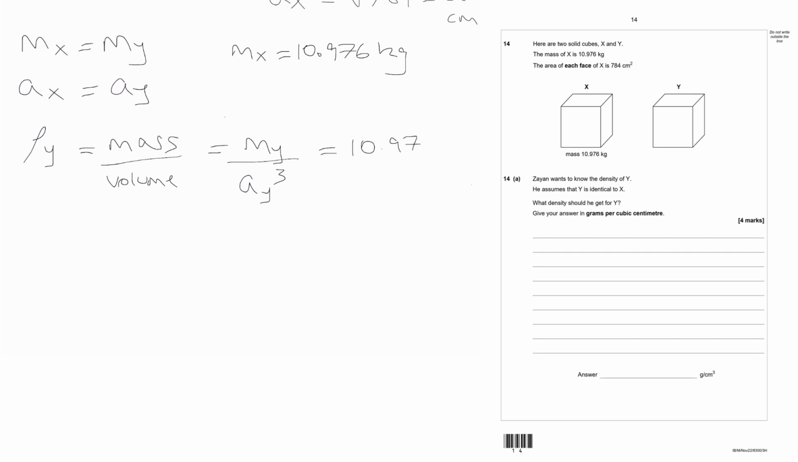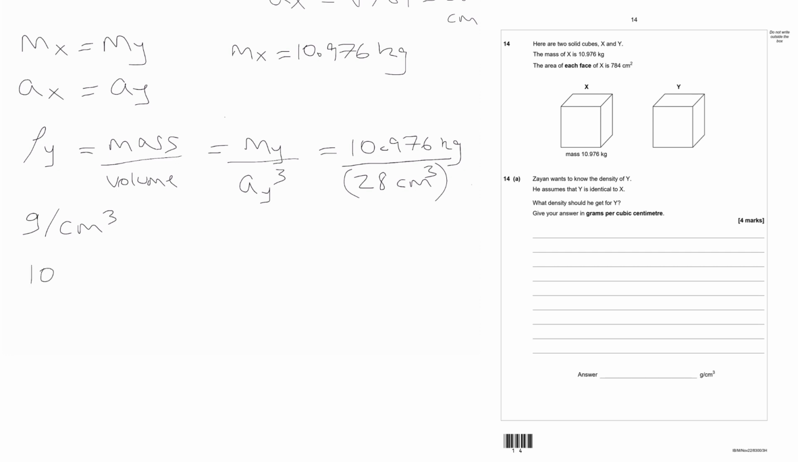So we have 10.976 kilograms over, and then we can assume that the length of y is the same as the length of x, which if you remember was 28 centimeters. So we have 28 centimeters, but this is cubed. So remember to cube your units as well. So this is going to be in centimeters cubed. Now, what I want to do is also work this out in terms of grams per cubic centimeter. So my volume is in centimeters cubed, but you can see that my mass is in kilograms.